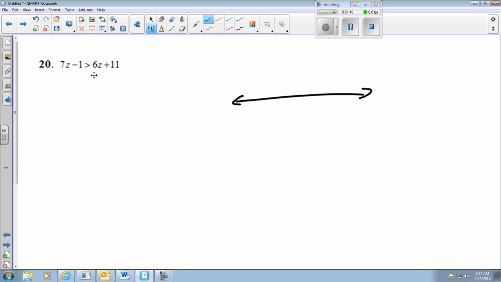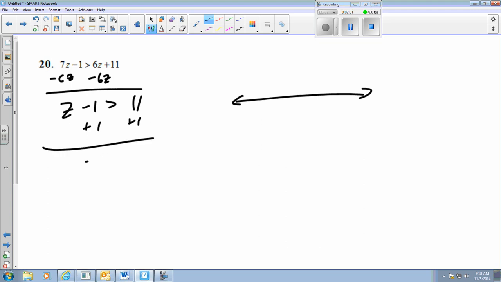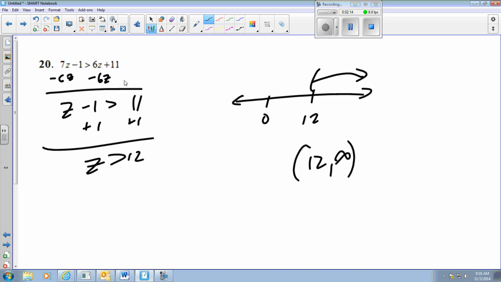For number 20, we're going to do some solving first. So I'm going to subtract 6z from both sides. And I get z minus 1 is greater than 12. Plus the 1 on both sides, and I get z is greater than 12. On a number line, here's my 0, here's my 12. We know that it's a parenthesis and an arrow to the left. In interval notation, that would look like 12 to infinity.